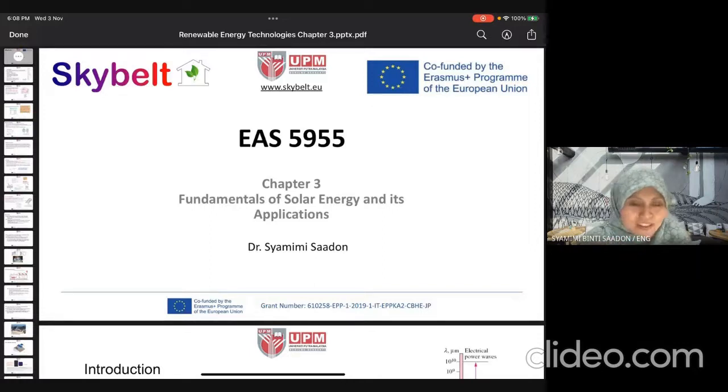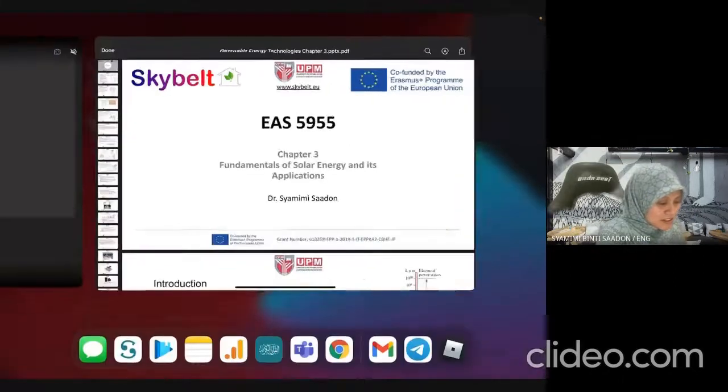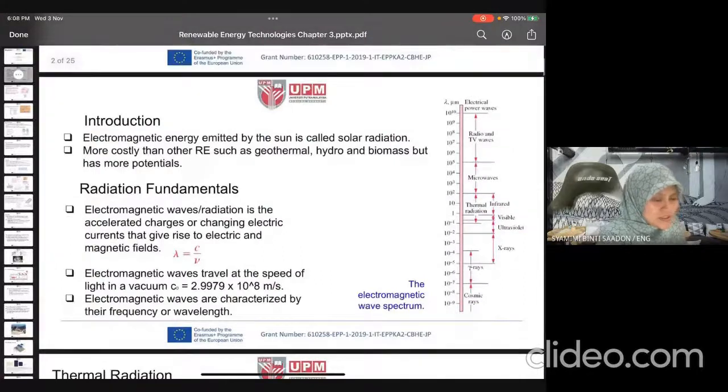For this week, we will take a look at the fundamentals of solar energy. But solar energy is a bigger topic with more content than wind energy, especially because I myself have done some research on solar energy, so this is more in my area. We will see the fundamentals of solar energy and its applications. Brief introduction.